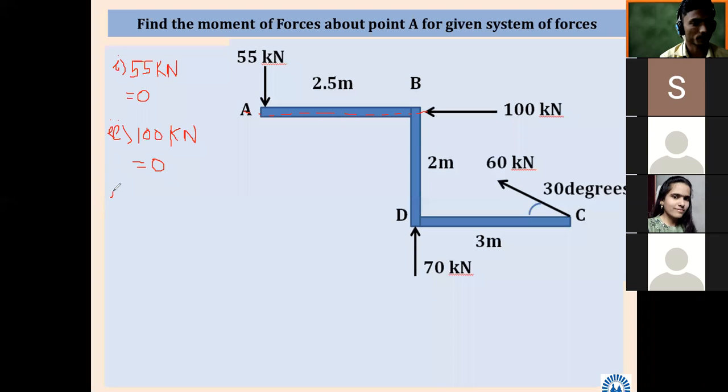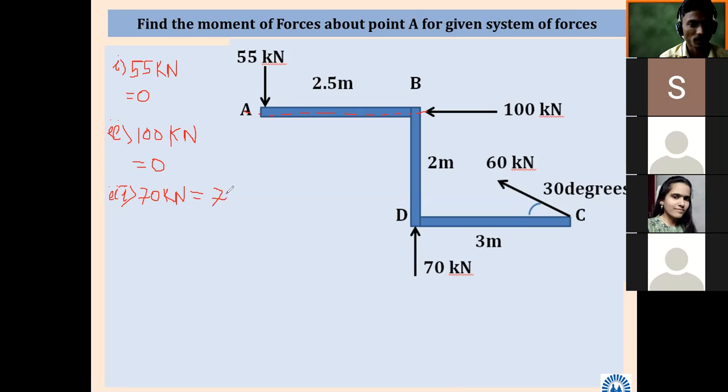Then third point, 70 kilonewton. Third, which is the force? 70 kilonewton. So what is the magnitude for this 70 kilonewton? What is the perpendicular distance? 70 into 2.5, 70 into meter 2.5. 70 into 2.5 is the correct answer.